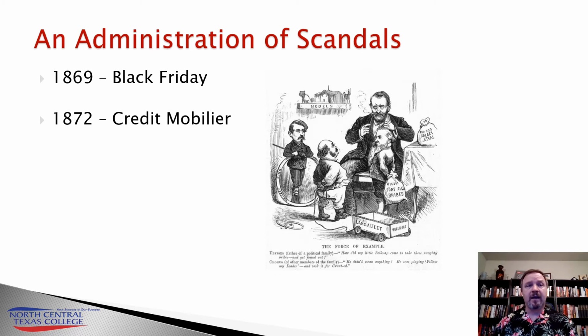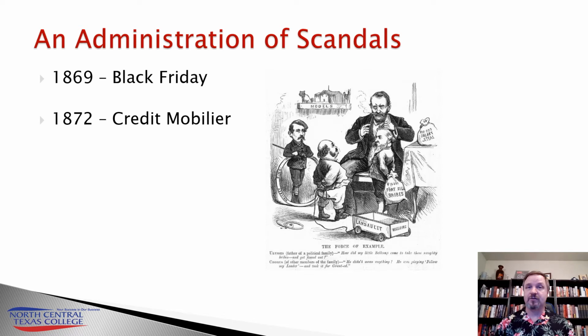1872, Credit Mobilier. This has to do with the Transcontinental Railroad, right? What happened is that a guy by the name of Thomas Durant, who was the head of the Union Pacific Railroad, the railroad that was going from Omaha westward, had set up a front company called Credit Mobilier, right? And what he was doing with this shell company, if you will, is he was siphoning off profits from the Transcontinental Railroad, and he would use this fake company to subcontract railroad contracts and to get insider information on where the government planned to run the railroad.